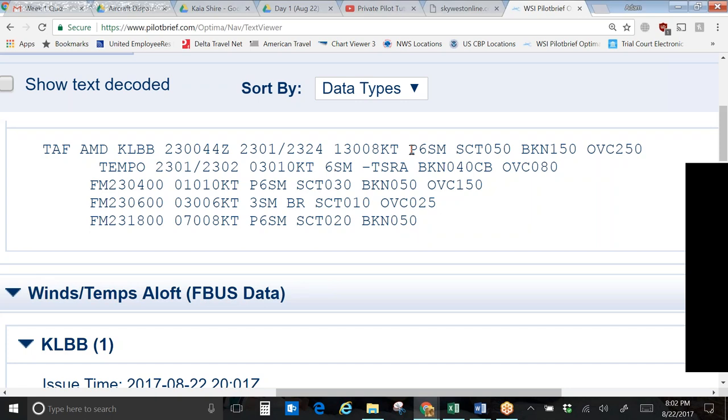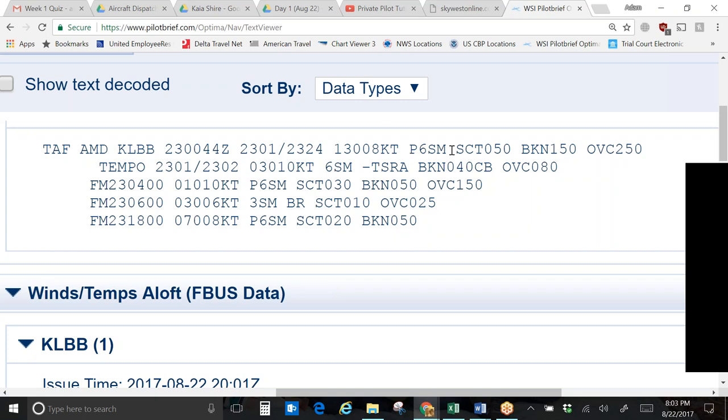So it still means heavier or lighter? It still means heavier or lighter, as a designator for precipitation. But in a TAF, for visibility, you'll never see a plus or a minus. You'll always just see a P.